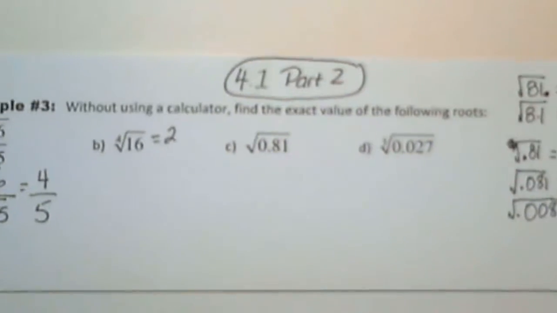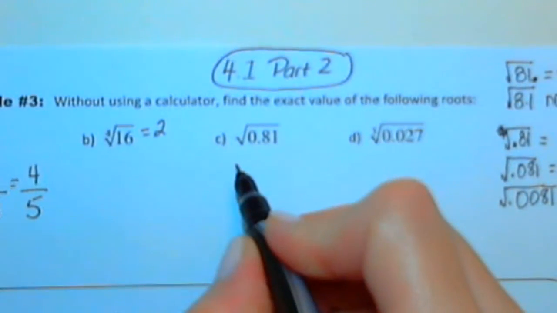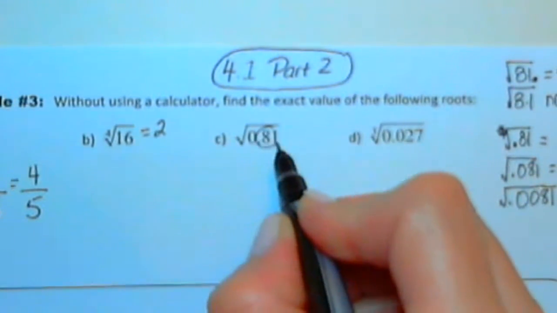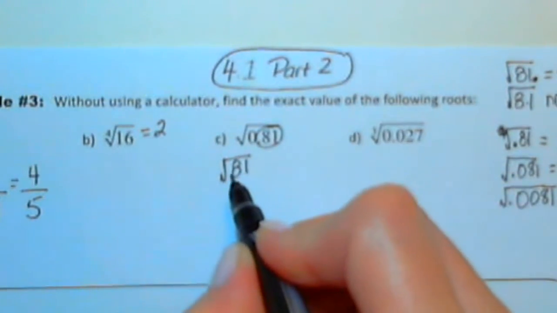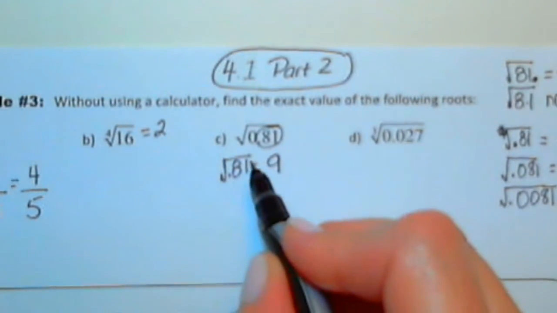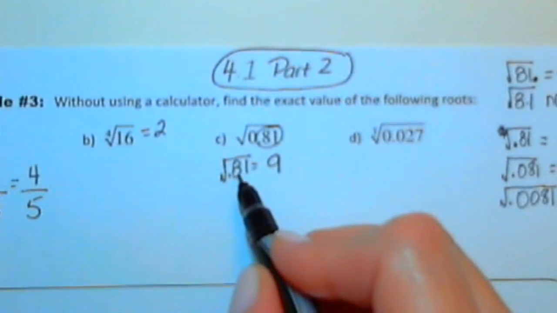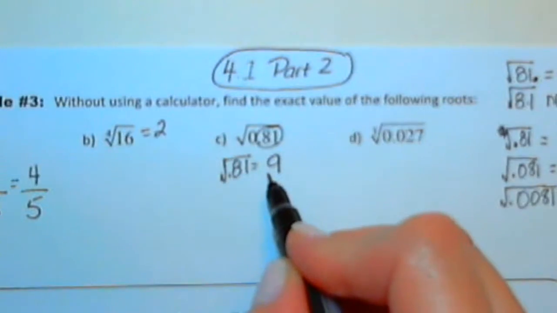This is 4.1 part 2, and we're just going to finish up the question that we were working on. So what was the square root of 0.81? Well, it's a square root, and 81 works well on our list, so it's going to be a good answer. The square root of 81 is 9, and for square roots, if there's an even number of decimals inside here, when the answer comes out, you cut the number of decimals in half.